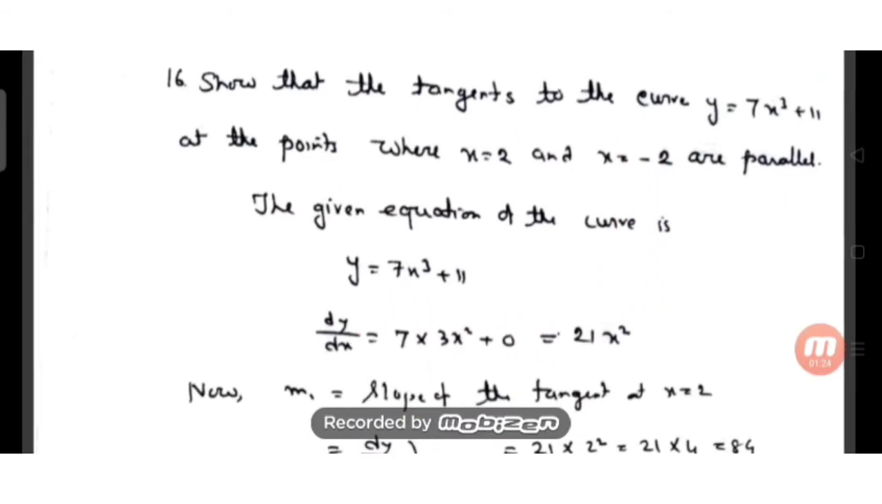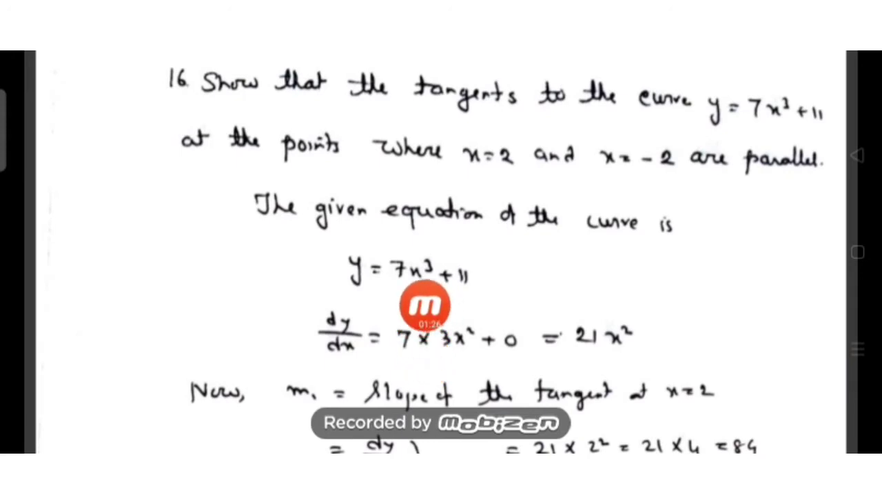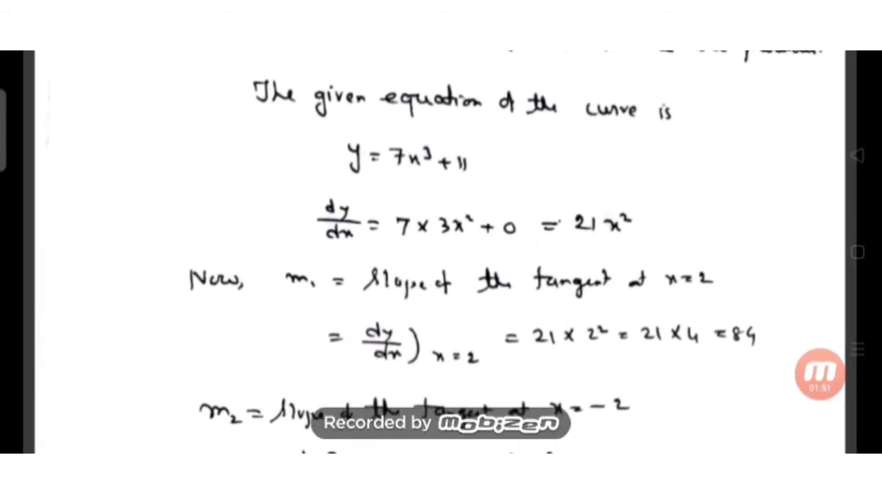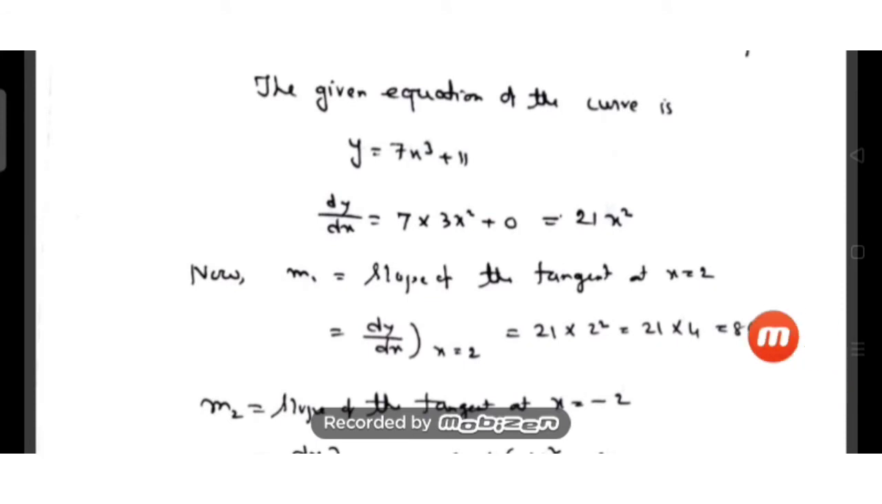So what is your dy dx? d/dx of 7x cube plus 11, and d/dx of 7x cube is equal to what? 7 into 3x square plus 0, that is equal to 21x square. Now we find the slope of the tangent at the point x equal to 2 and x equal to minus 2. Suppose m1 is equal to the slope of the tangent at x equal to 2. So put x equal to 2 in dy dx, that is 21 into 2 square, 21 into 4, that is equal to 84.